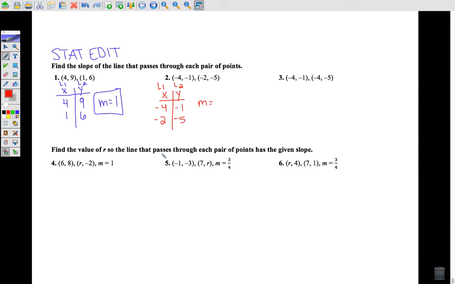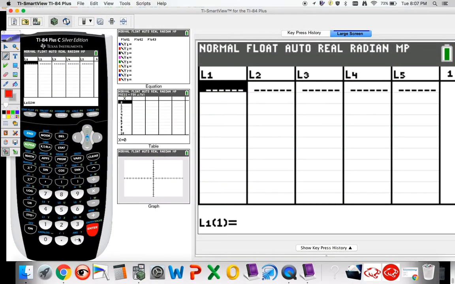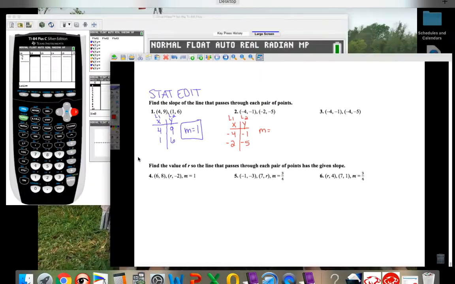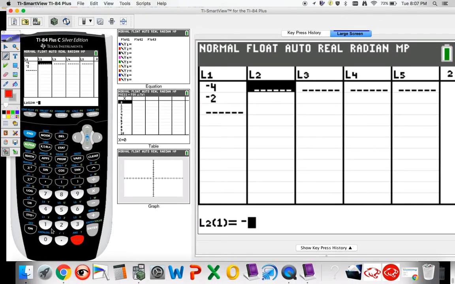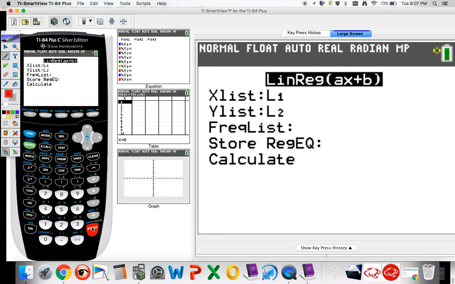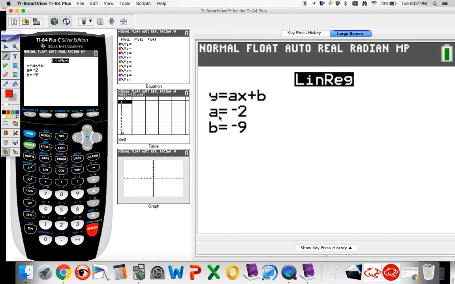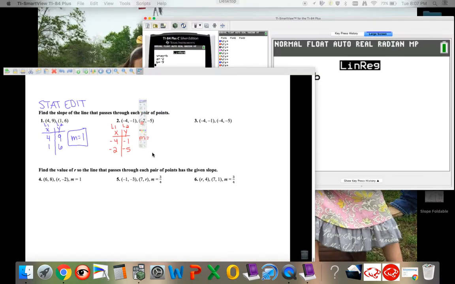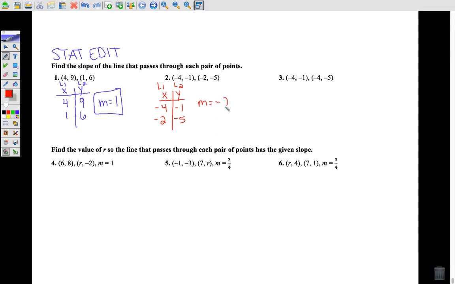So L1 is -4, -2. And in my L2, that's going to be -1, -5. Okay, so stat, calc, 4, enter, enter, enter, enter, enter. And my slope is my A part, so M is equal to -2. So I'm going to write down over here, M is equal to -2.